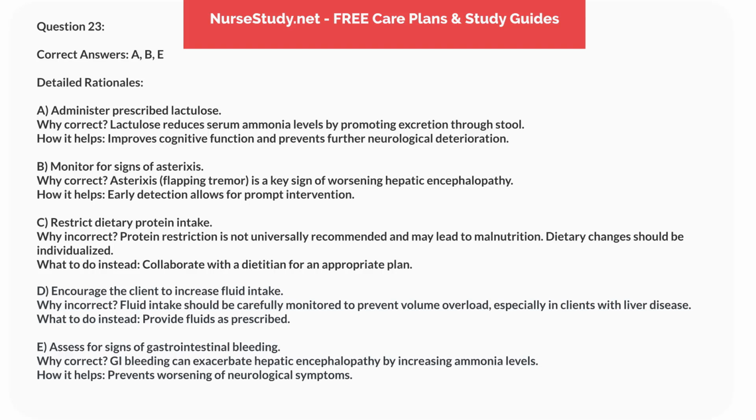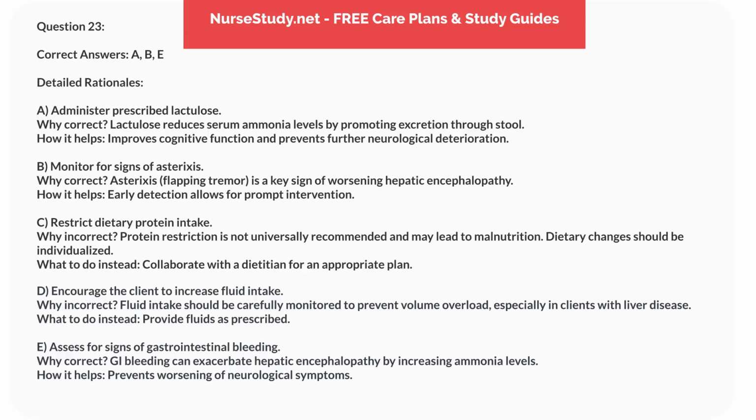Detailed rationales. A. Administer prescribed lactulose. Why correct? Lactulose reduces serum ammonia levels by promoting excretion through stool. How it helps: improves cognitive function and prevents further neurological deterioration. B. Monitor for signs of asterixis. Why correct? Asterixis, flapping tremor, is a key sign of worsening hepatic encephalopathy. How it helps: early detection allows for prompt intervention.